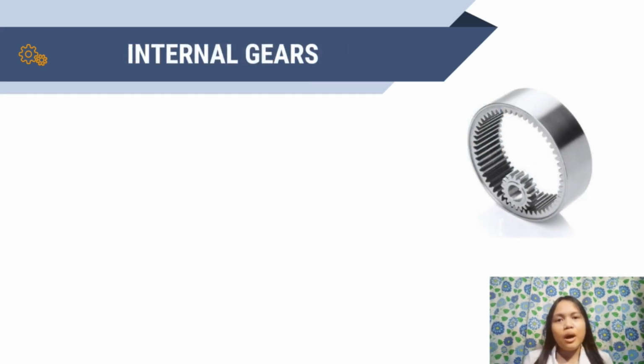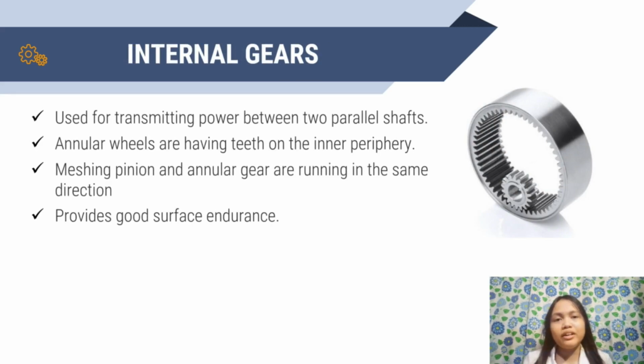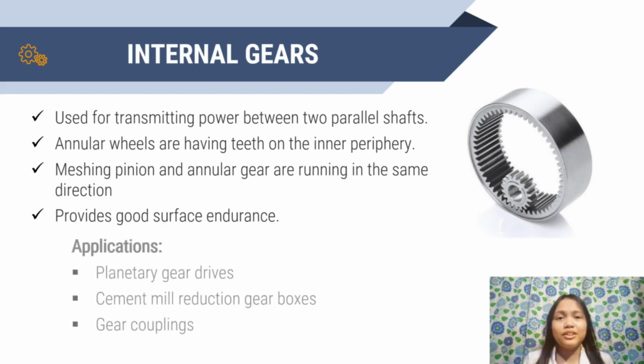Internal gears. Power is transferred between two parallel shafts using internal gears. An annular wheel with teeth on the inner perimeter is used in these gears. As a result, the drive is very compact. The meshing pinion and annular gear run in the same direction in these drives. Internal gear allows compact design since the center distance is less than for external gears. It is used in planetary gears to produce large reduction ratios, in cement mill reduction gearboxes, gear couplings, and so on.